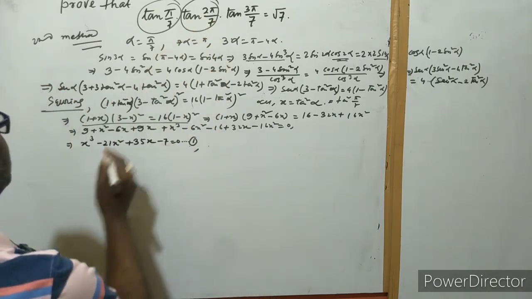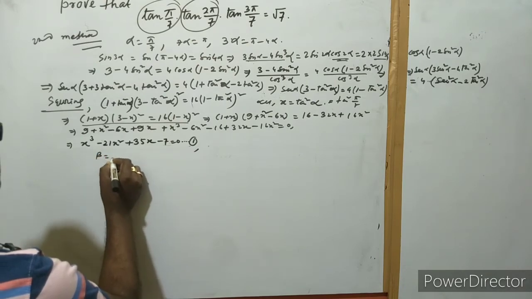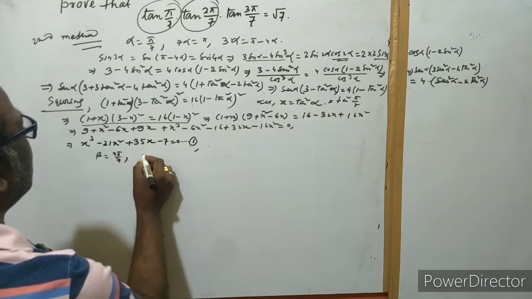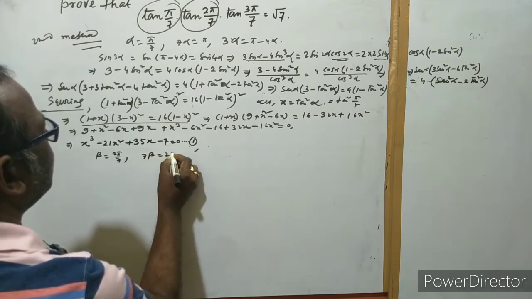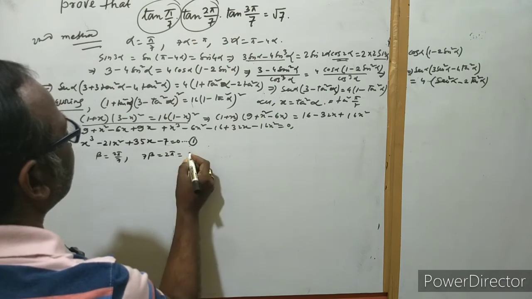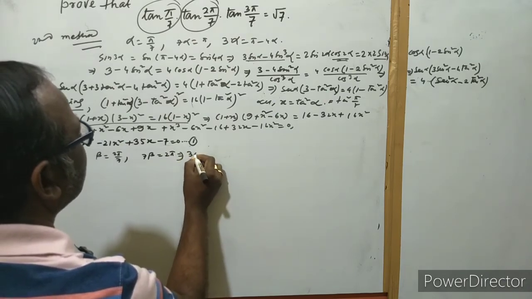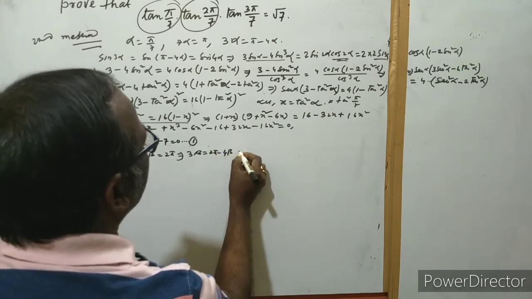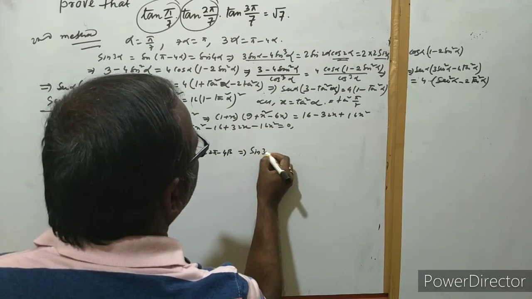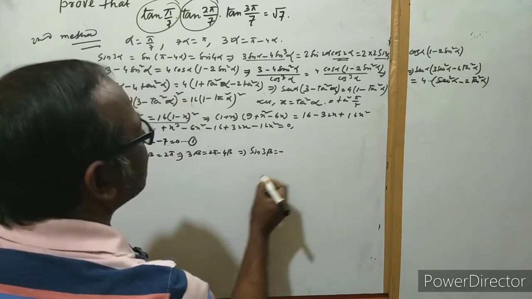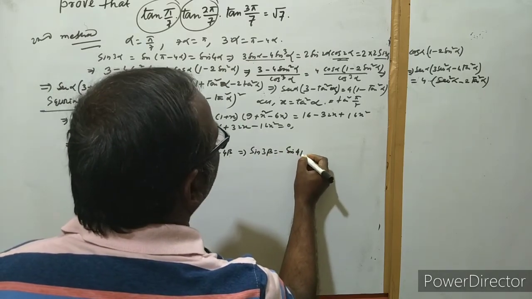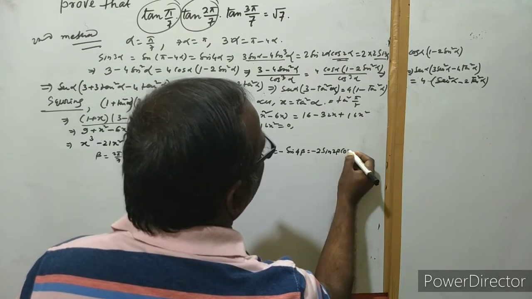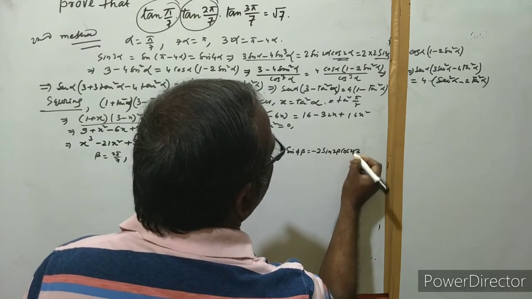And let us assume this is beta. So let beta is equal to 2 pi by 7. So now 7 beta is equal to 2 pi, and then implies that 3 beta is equal to 2 pi minus 4 beta. So sine 3 beta is equal to minus sine 4 beta, minus 2 sine 2 beta and cos 2 beta.